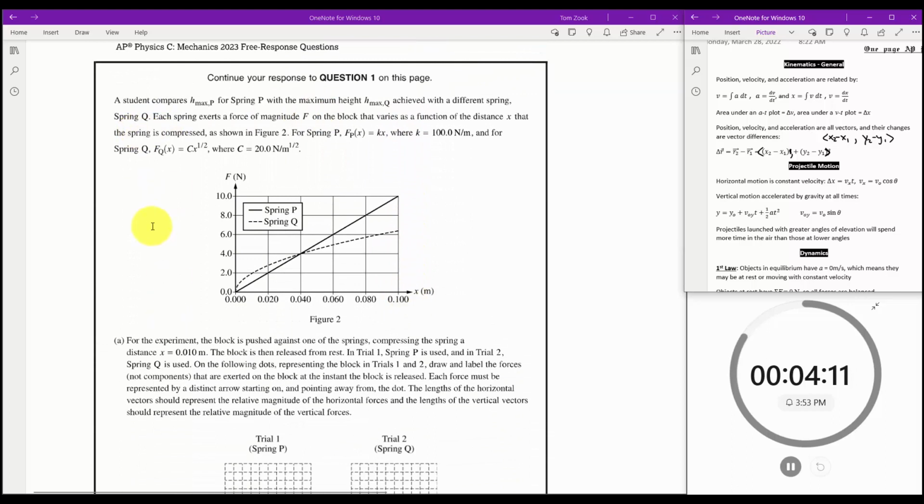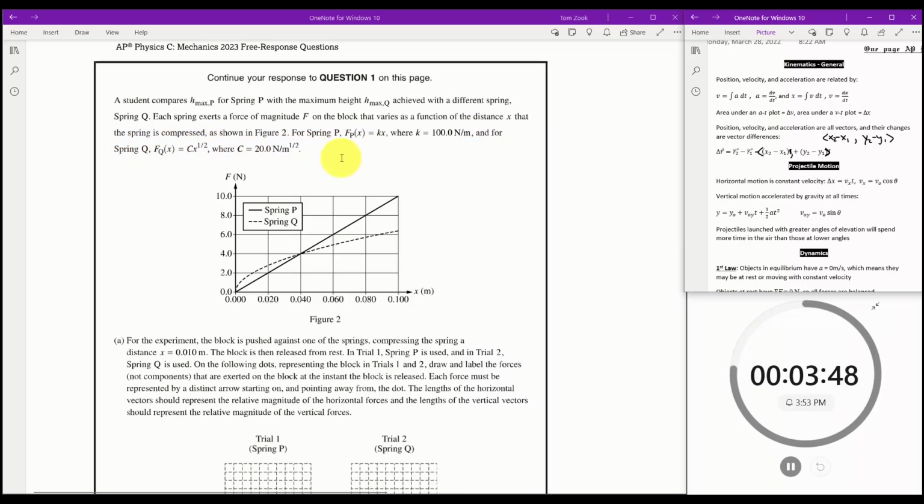Yeah, this is a lot of text. A student compares h max P for spring P, the maximum height, with the maximum height h max Q received with a different spring. So two different springs, two different max heights up the ramp. For each spring, a force of magnitude F on the block varies as a function of distance x the spring is compressed. So it's an ideal spring for P.